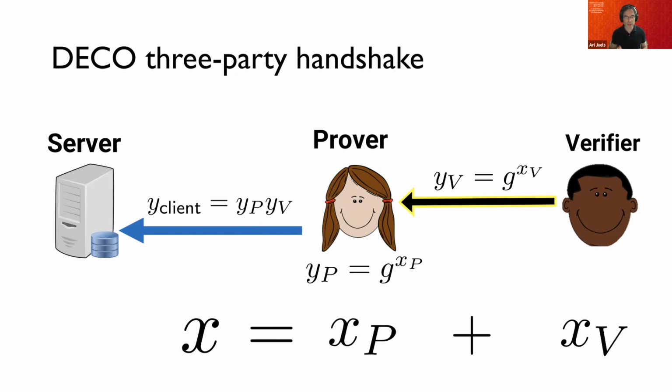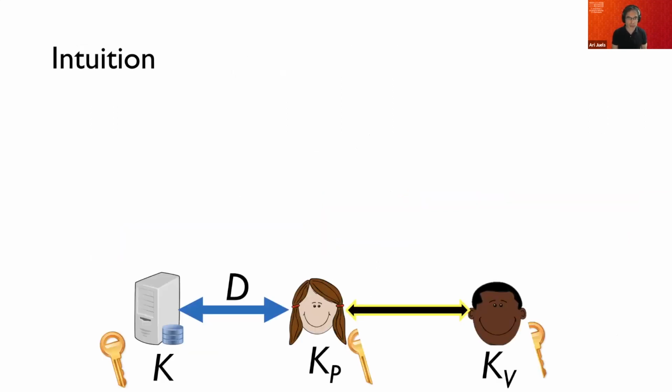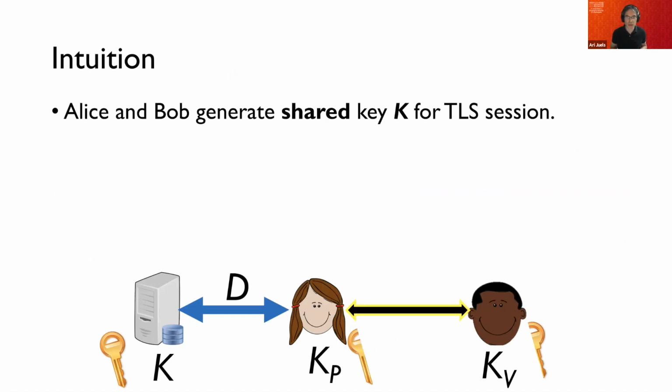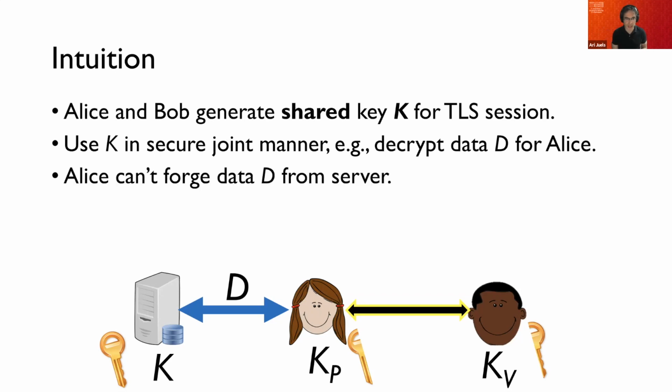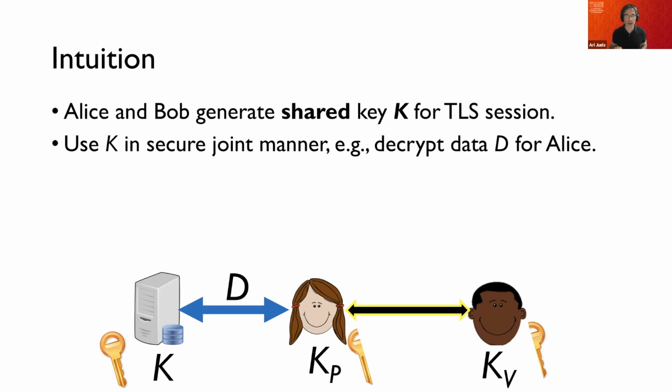In other words, we have split the private key that the client, in the view of the server, is presenting to the server for key negotiation. And the result of this is the following. Alice and Bob can now generate a shared session key for the TLS session, which the server holds in its entirety. And they can use this session key in a secure manner. For example, they can decrypt data sent to Alice, provided that they cooperate. They use secure two-party computation in particular. I won't get into the details here. They can jointly decrypt data intended for Alice.